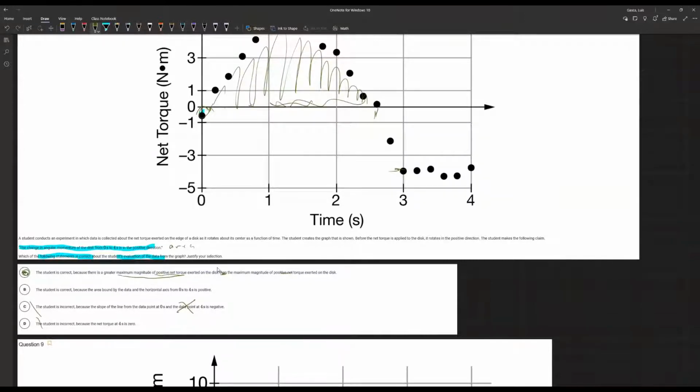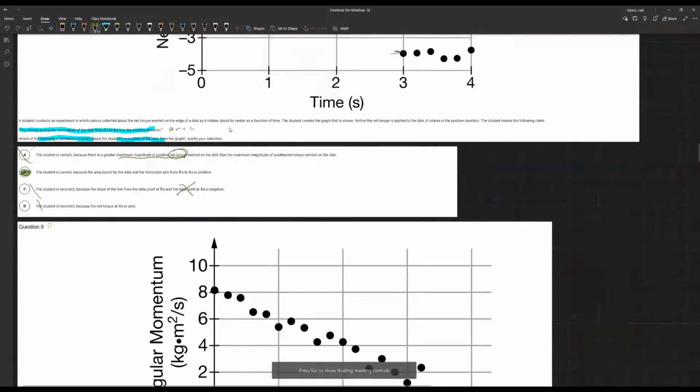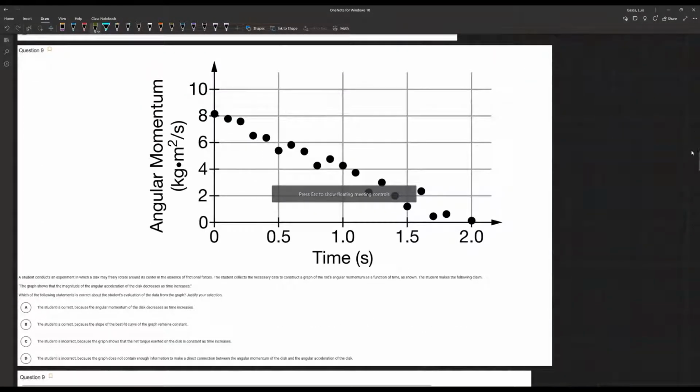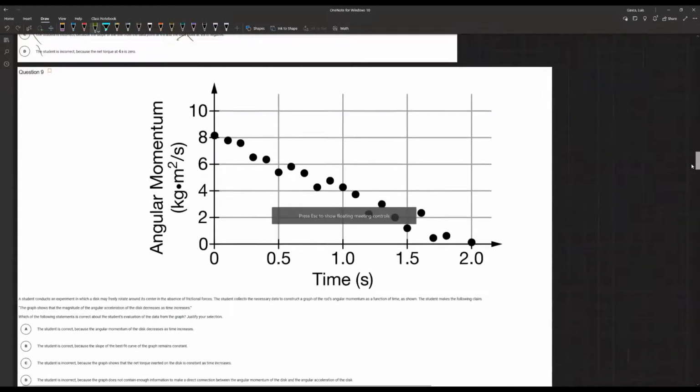Oh, also, no, it's not this one. Because here they're talking about the maximum magnitude of the positive net torque, not the area. I'm sorry. I thought they were talking about the areas here, which is why I shaded that. No. B is our better answer choice because the area bound by the data and the horizontal axis from 0 to 4 seconds is overall positive, which is kind of what I was saying earlier. You are correct. If you chose B, unfortunately, you are correct. I believe there is a mistake there because I interpreted that statement incorrectly. And in a second here, once AP Classroom loads, we'll share that answer with you.